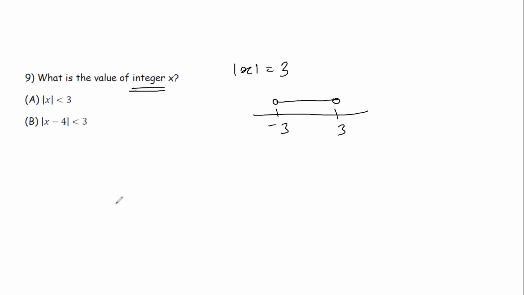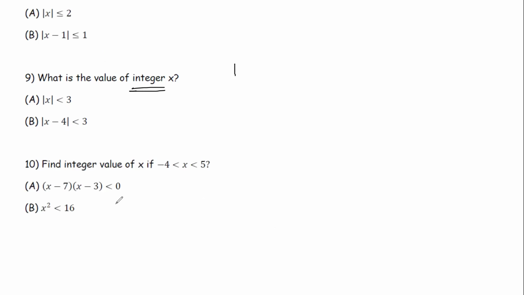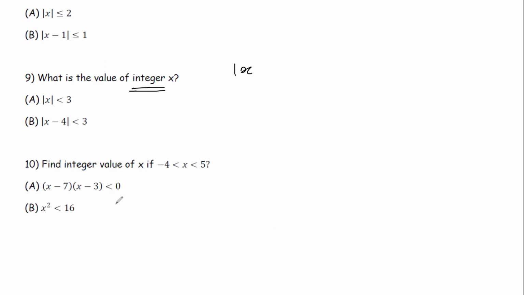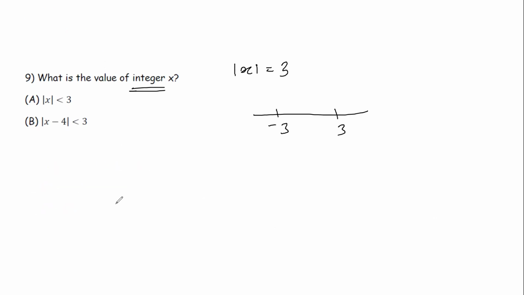Let me just go back. I just wanted to make sure that I shaded it. Yeah, that's it. And this is saying less than, not less than or equal to. So we don't include -3 and 3. All the values between -3 and 3 are the values of x from statement A. So we have -2, -1, 0, 1, and 2.